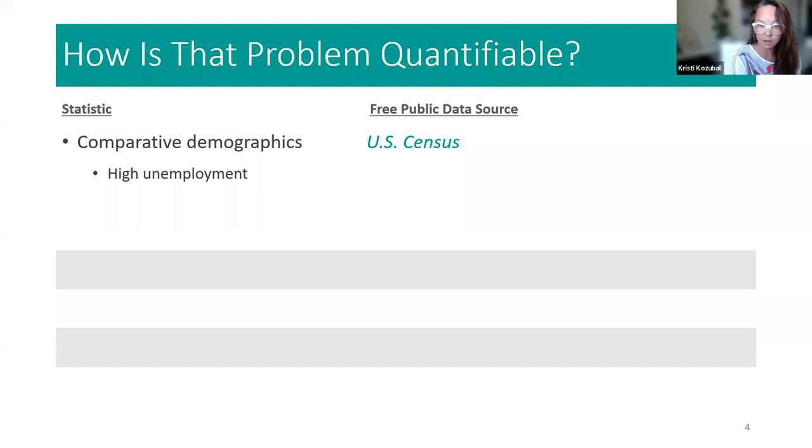If it's going down, that means the problem is being solved. Comparing one time period to another time period. It could also be relative demographics, relative numbers, one community, our community versus another community of a comparable size.